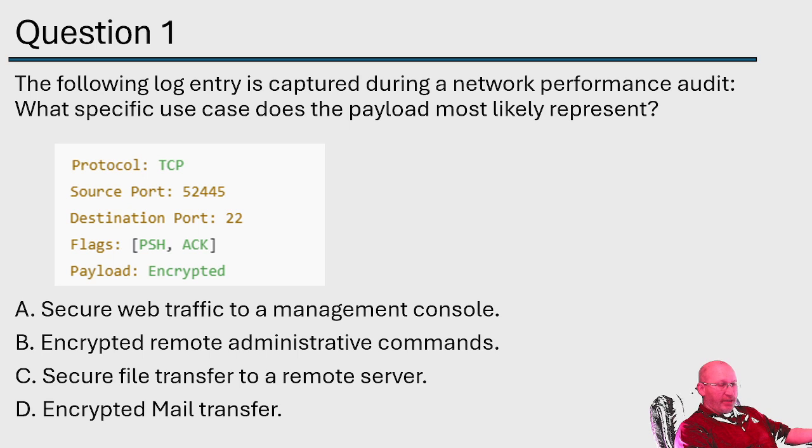If you'd like to take another guess at it, if you answered A or D, go ahead and do that now. And if not, we're going to just go ahead and answer it. If you answered B, encrypted remote administrative commands, then you probably know that port 22, which is right here, is SSH, and that we know that SSH is utilized to provide remote administrative commands to our servers. That's where SSH comes into play. As such, B is going to be our answer. Not a hard one, if you know those ports and protocols.